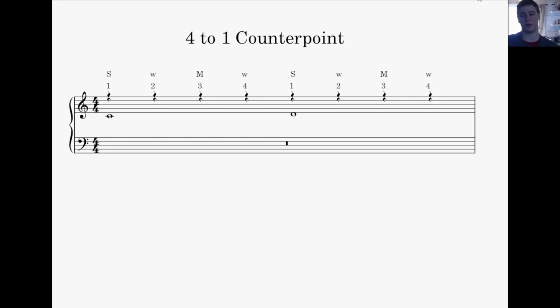Only consonant harmonic intervals are allowed on beat 1, the downbeat. Beats 2 and 4 are the weakest, so they can have dissonances and consonances. They're both just weak. Beat 3 is accented compared to beats 2 and 4.